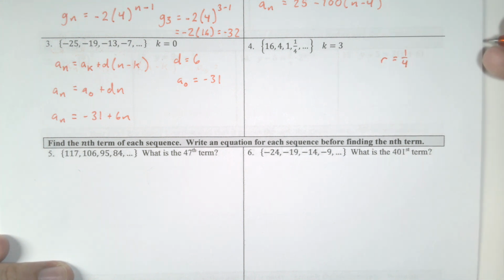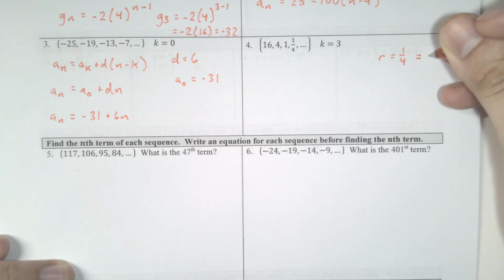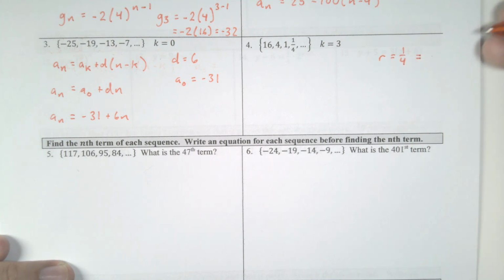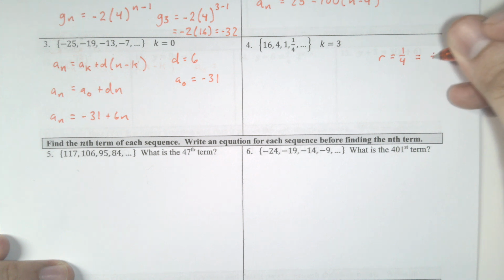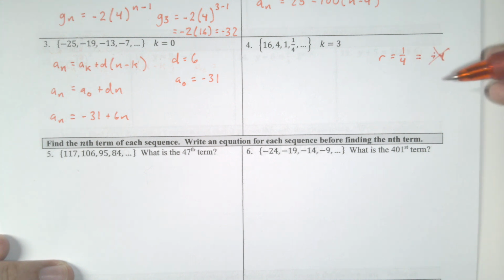So we see that our common ratio is multiplying by 1/4. Remember, we always want to phrase this as multiplication. So you could say this is multiplying by 4, or you could say it's division by 4, but we don't want to use that. We want to say that this is multiplying by 1/4.